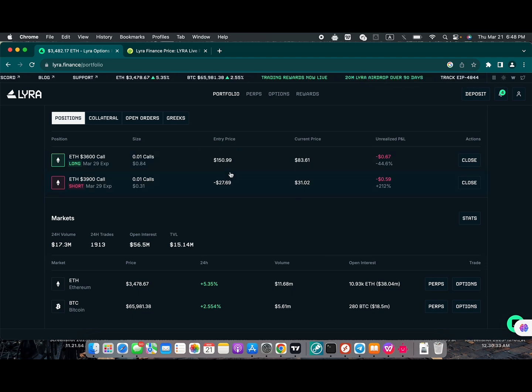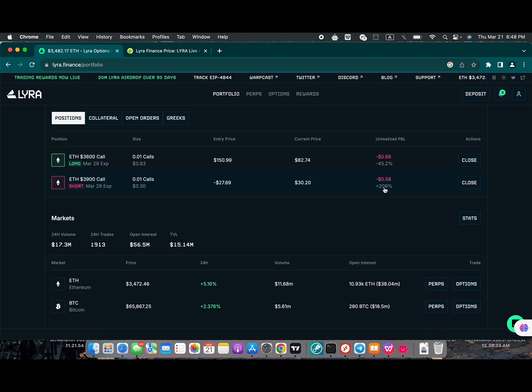So this is the entry price you're entering at, and this is the current price right now. This is where I entered, and this is the current price. So when this goes up, it means that the shorts are winning because it is going down, and the longs are not winning.